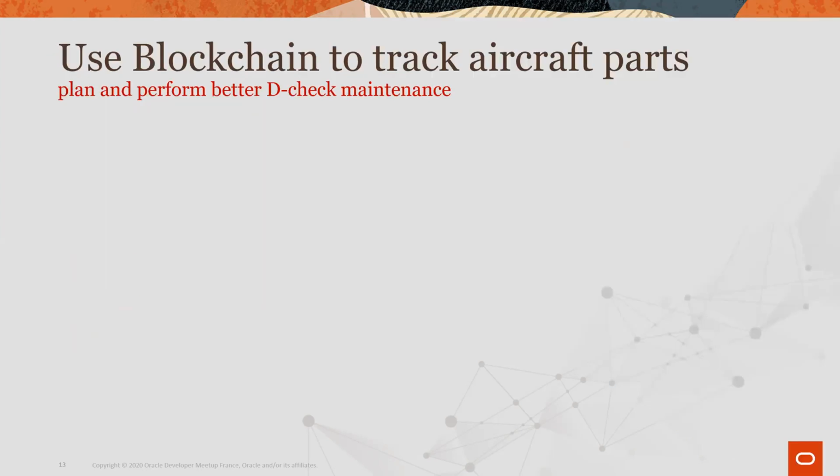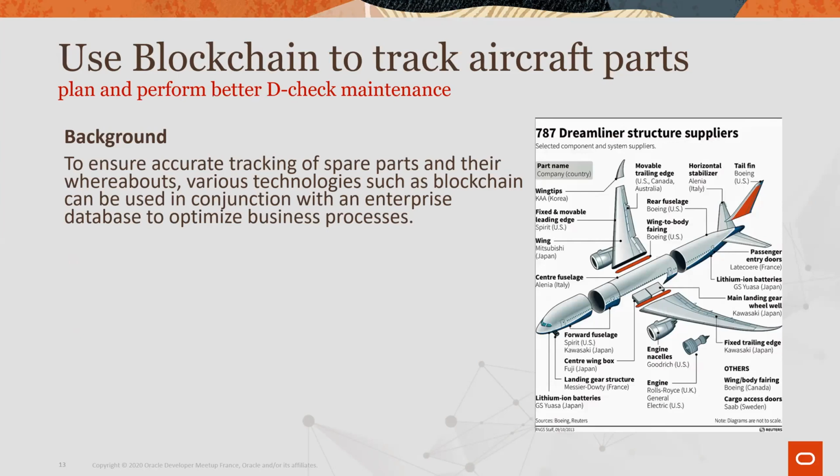airplanes. So we want to show this by using blockchain to track the aircraft parts. With this, we can plan and perform a better D-check maintenance and speed it up a little bit. For this use case, in the picture at the right side, you see a 787 Dreamliner and the structure of all its components and its suppliers. To ensure the accurate tracking of these spare parts and their whereabouts, whether it's in the warehouse of the airline or at the manufacturer itself, various technologies can be used. We use COZMO, a little bit of IoT, but also things such as blockchain can be used in conjunction with, for example, an enterprise database to optimize the business processes.